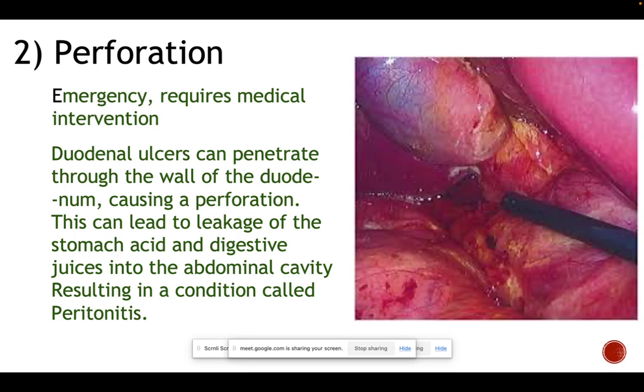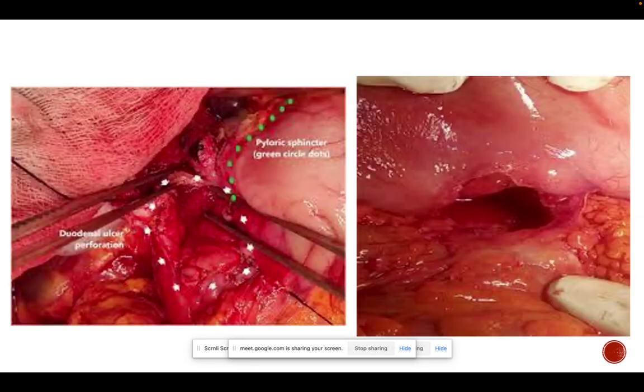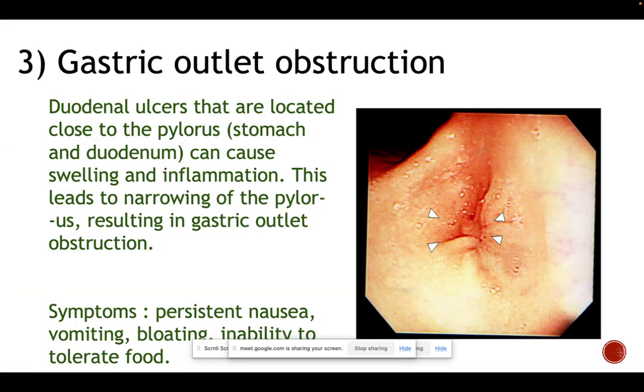So it is an emergency situation, perforations of the duodenal ulcers. In the image you can see here, the pyloric sphincter is indicated by the blue dots, and it is a laparoscopic image showing the duodenal ulcer here. This is just another aspect of the condition, the same image taken from another angle.